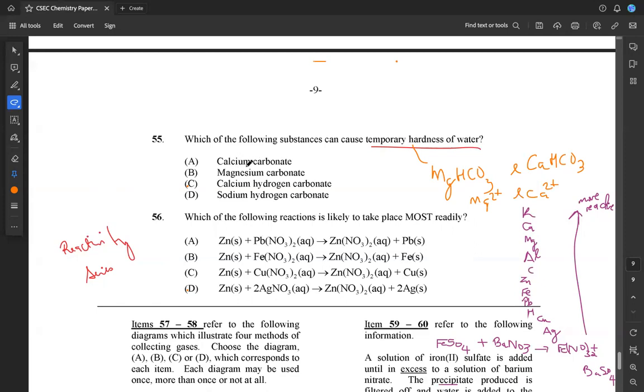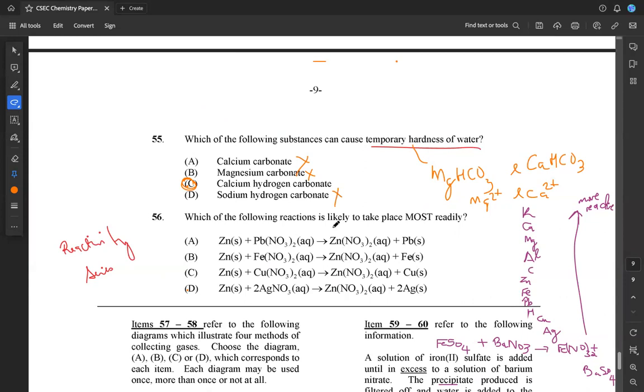So we look among our answers. It's not calcium carbonate. It's not magnesium carbonate. It's calcium hydrogen carbonate, not sodium hydrogen carbonate. So those are all wrong. Among our selection, the only one of these that is present is calcium hydrogen carbonate. So that's our answer, okay? So 55 is C. All right, so 56 now.